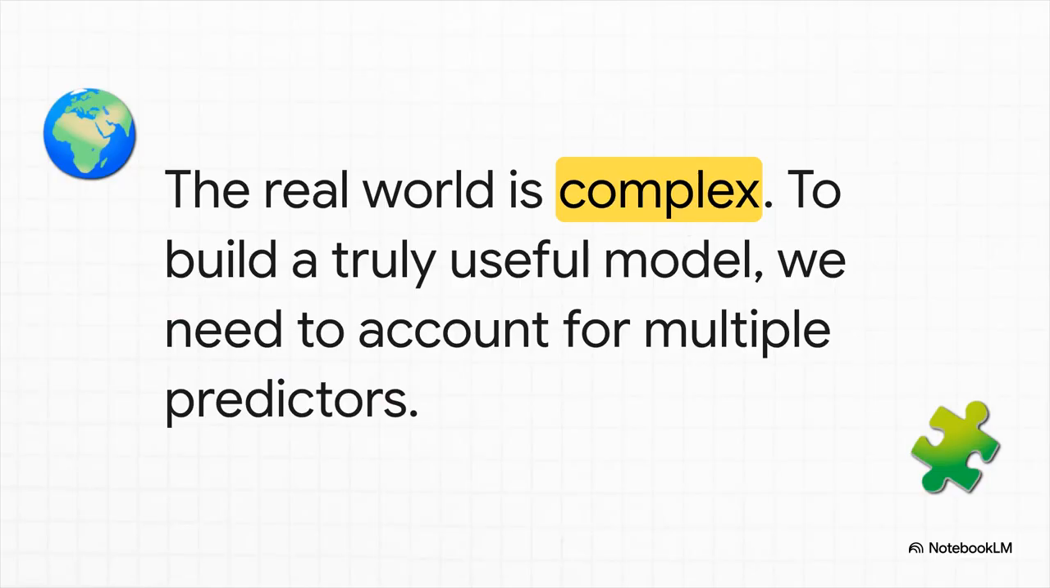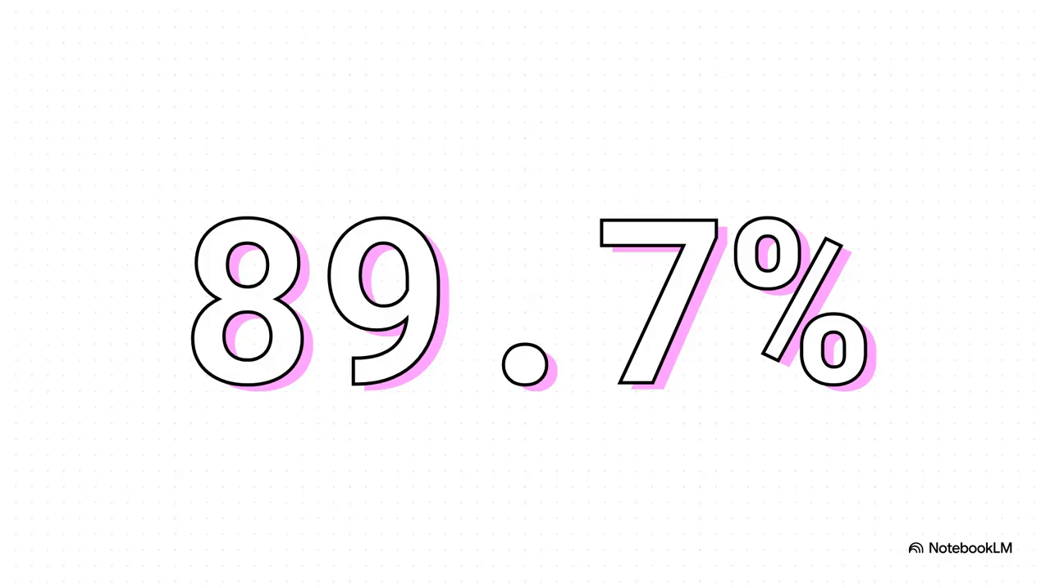And this is absolutely crucial because, let's be real, sales aren't just driven by TV ads. They're also influenced by what you spend on radio, on newspaper ads, on special promotions, you name it. To build a model that's actually useful, we have to account for all this complexity. So let's see what happens when we throw our radio and newspaper ad budgets into the model too.